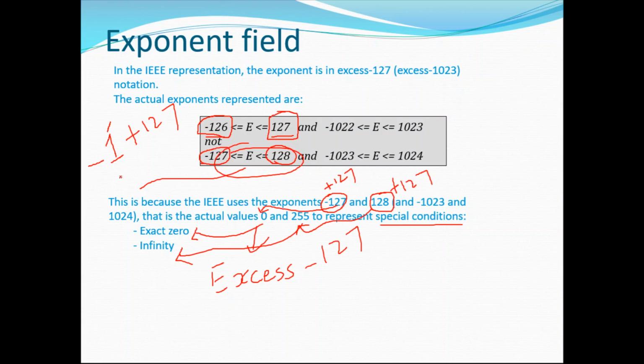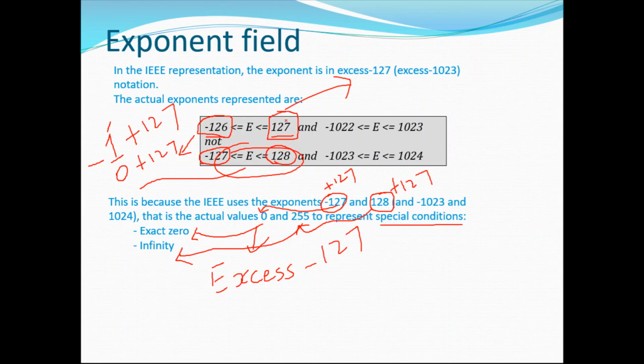So if it is 0, then it will be 127. Okay, so the minimum value that can be represented is minus 126, and the maximum value that can be represented is 127. Anything less than this will be underflow, and anything more than this will be overflow.